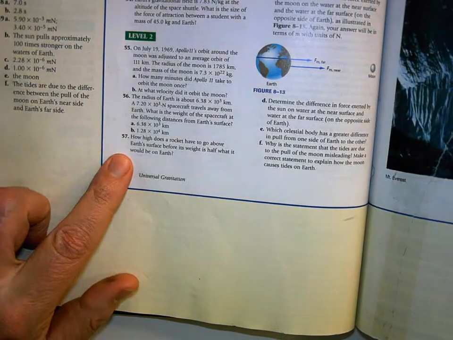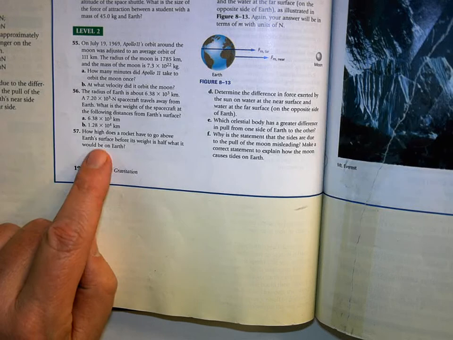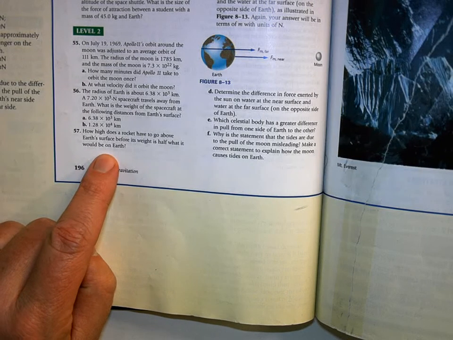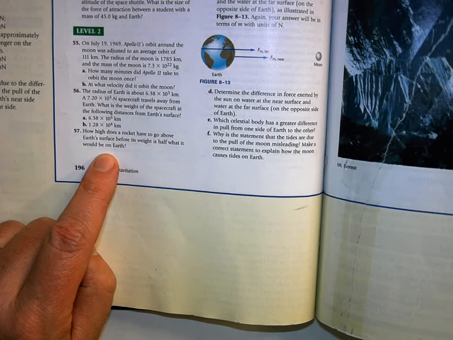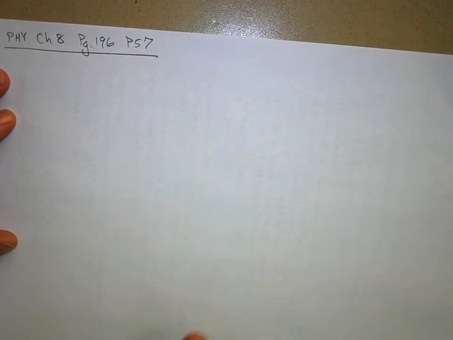Let's do problem number 57 on page 196. And here is a problem. It's a simple little problem. It says, how high does a rocket have to go above the Earth's surface before its weight is half what it would be on Earth? Okay, so let's do the given, find, and solve thing for this.